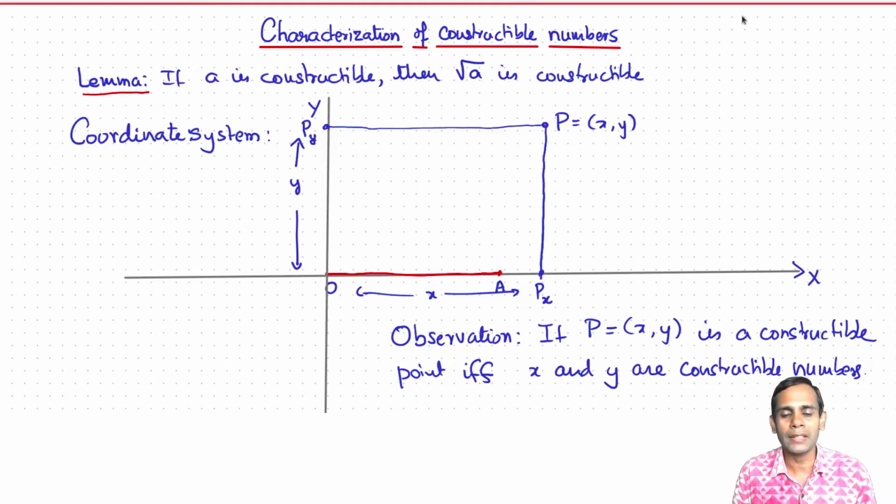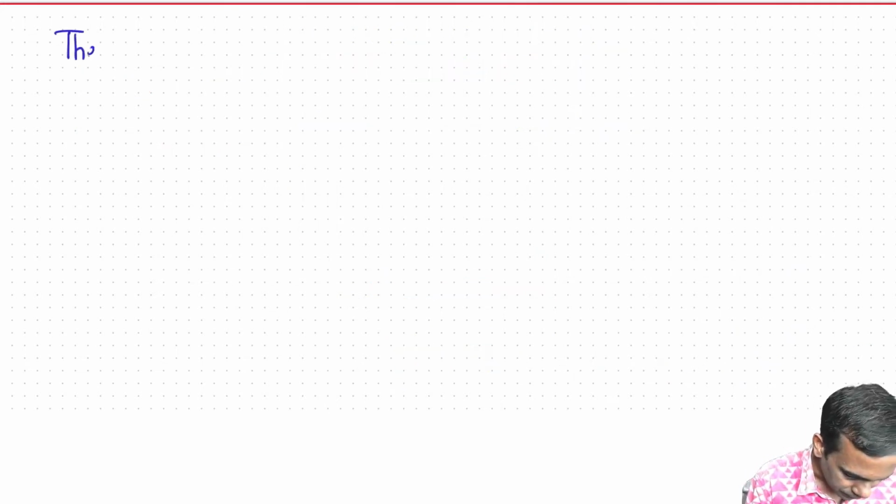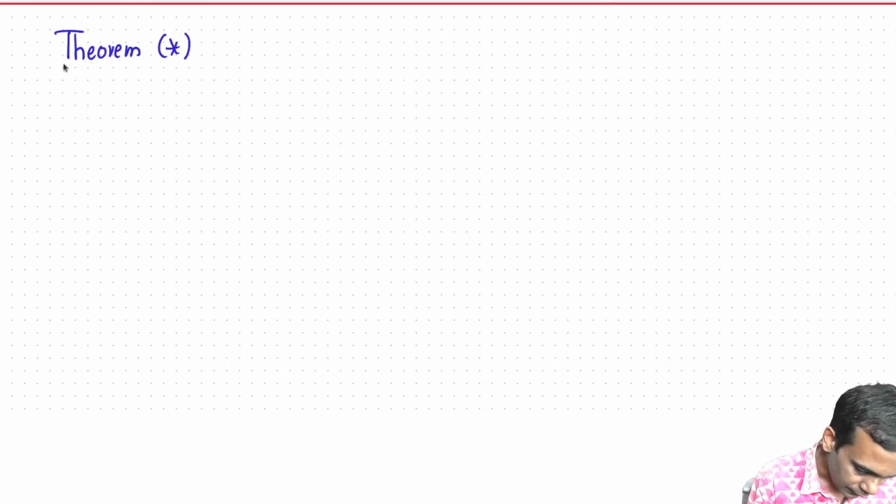The new points we are allowed to add are either intersections of lines passing through the constructed points, or intersections of circles with center at the constructed points and a radius which is constructible, or a circle and a line. Okay, so in each of these cases, let's see what are the new constructible numbers we get as x and y coordinates of constructible points. So here's a theorem. I'll call it theorem star. It's going to be used later. It's going to be important in what follows.